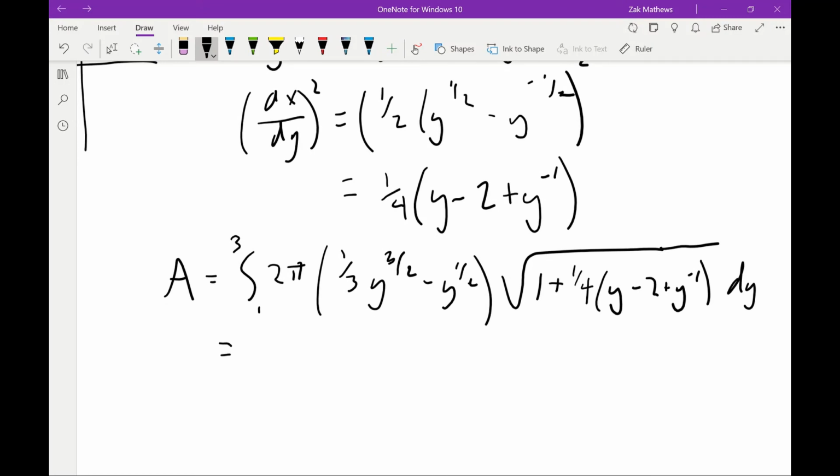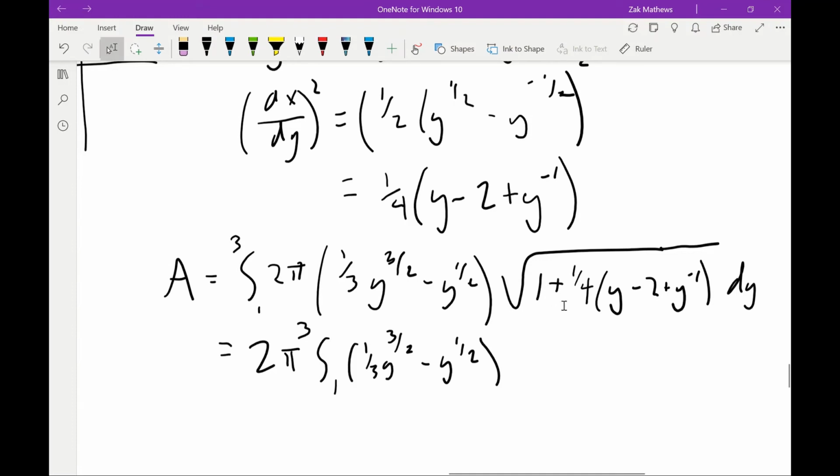I'm going to do a few things here. I'm going to pull out the 2 pi. I'm going to integrate from 1 to 3 of 1/3 y to the 3/2 minus y to the 1/2. Our square root, I'm going to do a little bit of work with this. For one, I'll get a common denominator, which will give 4 plus y minus 2, and that's really plus 1 over y. And now all of this is being multiplied by the 1/4 power. Let me squeeze that in right in the front there, dy.